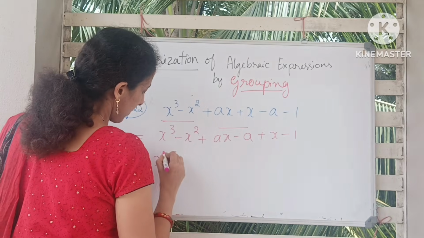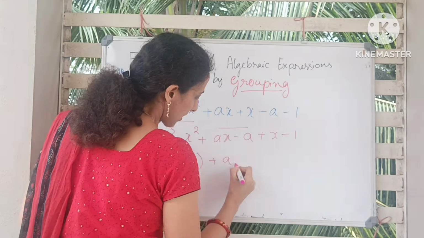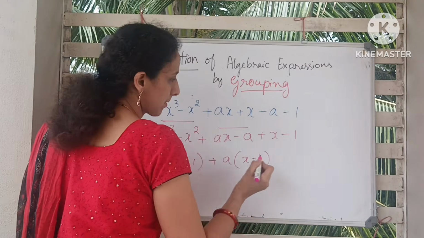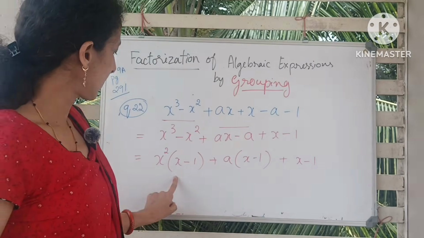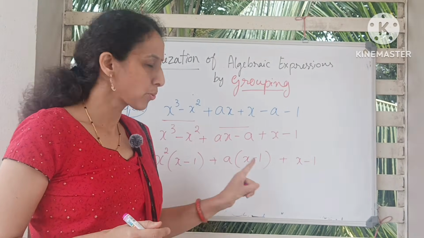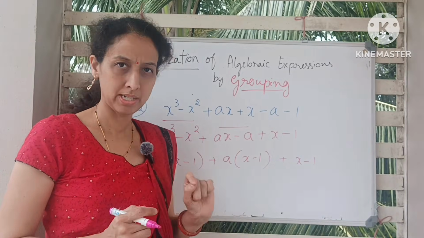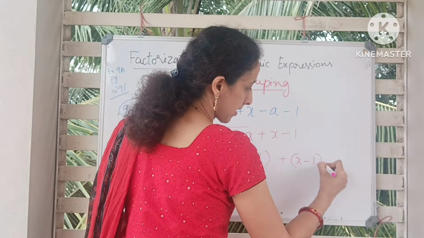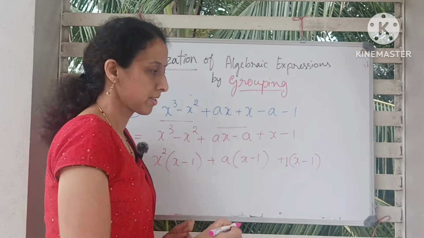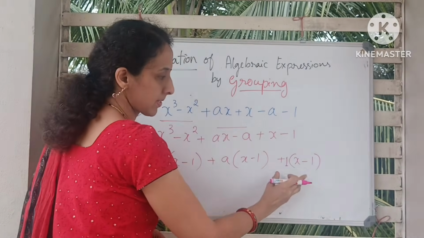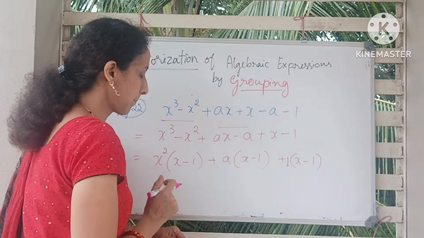x square can be taken out, x minus 1 remains inside, plus a can be taken out, x minus 1 remains inside, plus x minus 1 is here. I can see that here in 2 terms we have x minus 1 common, and here x minus 1 is written separately. So what I can do is I'll put them inside one bracket and multiply by 1 so that I get this as a new term with the x minus 1 common factor for all these.